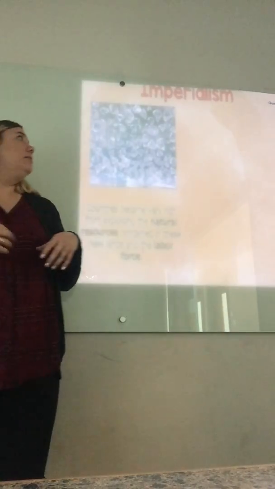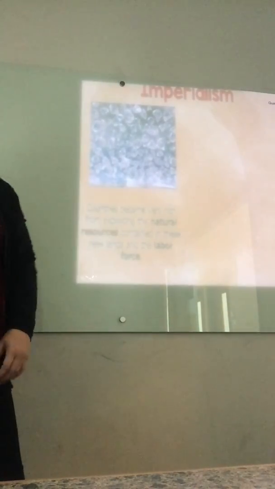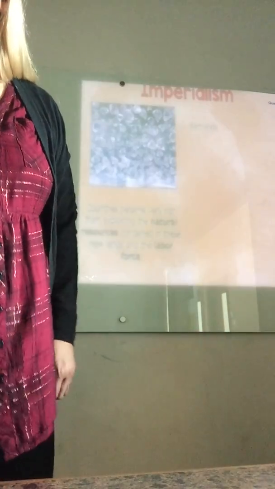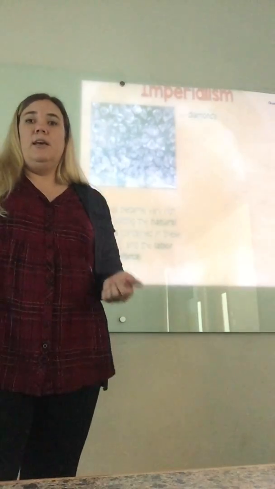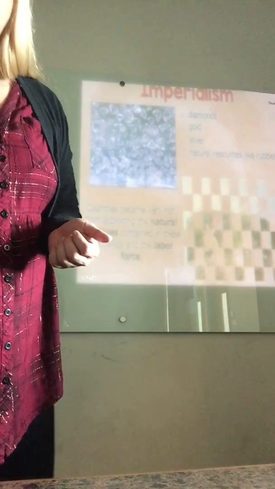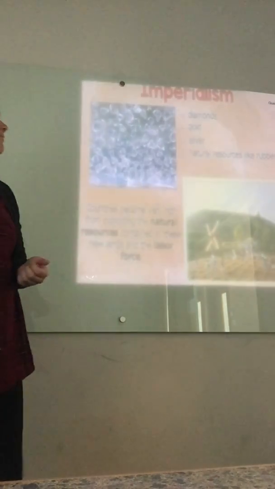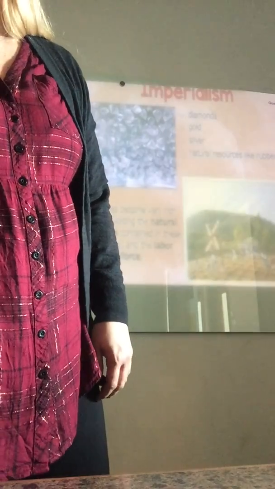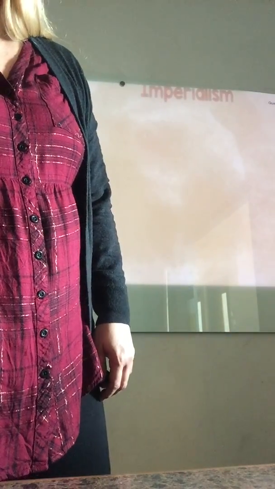So these countries who were imperialist and colonized other places became very rich and very powerful off of the natural resources from the countries that they took from. They also got people, so labor, resources, diamonds, gold, silver, natural resources like rubber. Great Britain especially, with their huge empire, was able to get a lot from other countries.